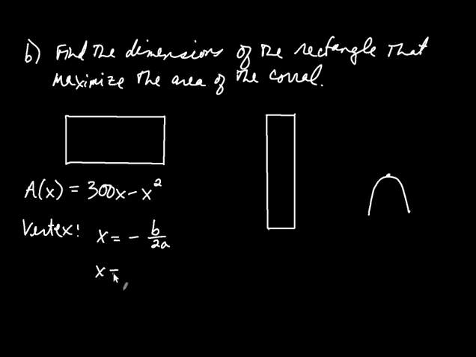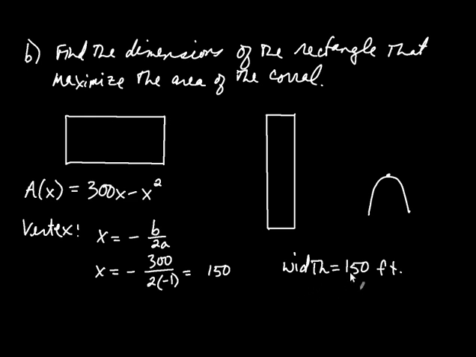So let's see, x is equal to negative b would be 300, and then over 2 times a, and a is negative 1 here. So the negatives are going to cancel, and you have 300 over 200, which is 150. And so what that means is that when the width, remember x is the width, when the width is 150 feet, the area is maximized.